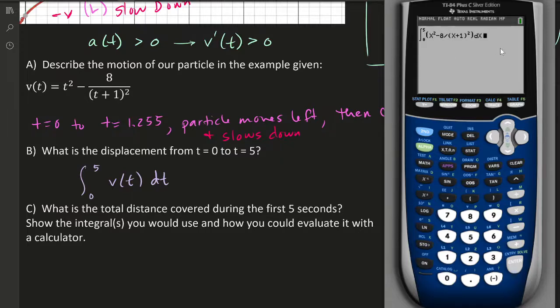So if you have the older one, it goes FNINT, then you're going to enter the equation, then a comma, then an x, then a comma, and then 0, 5. So it's function, variable, a, b. In this format, the newer one, it's nice and easy. You just make it look like what's on your screen. And here's my displacement, 35. So I have gone 35, and assuming that this is meters, I've gone 35 meters during this time period.